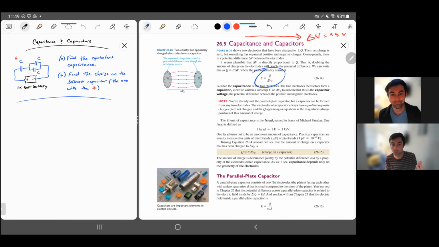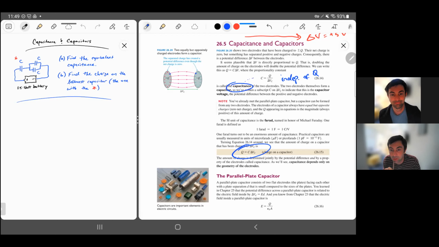So delta V is proportional to Q, the charge of the capacitor. And so this ratio is actually independent of Q, because delta V is proportional to Q. This constant of proportionality relating these is the capacitance. So maybe a better way of writing this is this way, because this emphasizes that C is the constant of proportionality that relates the charge and the potential difference between them. So this is the definition of the capacitance C of a capacitor.